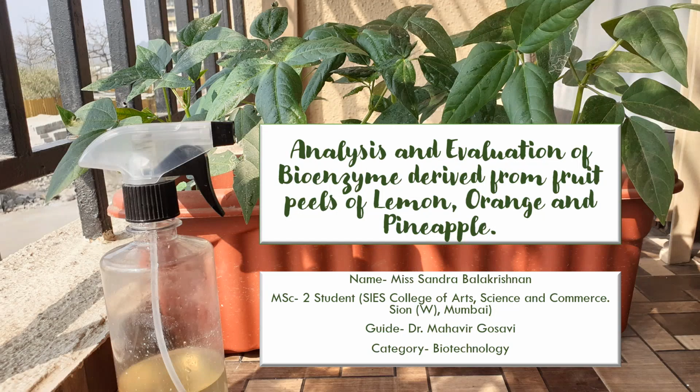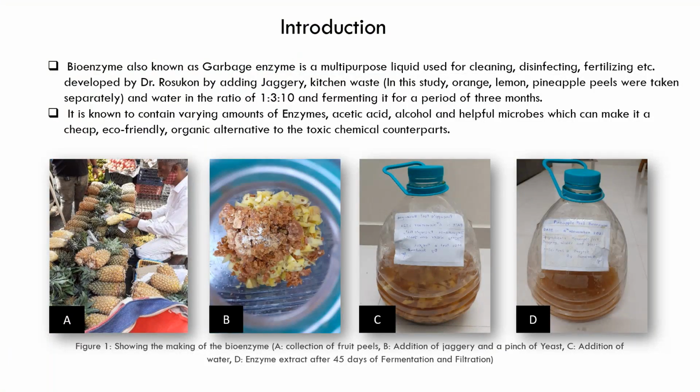I'll be talking about my research project, that is analysis and evaluation of bioenzymes derived from fruit peels of lemon, orange and pineapple. Bioenzyme was first developed by Dr. Rosukon by using jaggery, kitchen waste and water in the ratio 1:3:10 and fermenting it for a period of 3 months. The liquid that was obtained after fermentation and filtration was known to contain enzymes, alcohol, acetic acid, etc., which justified its use as a multi-purpose liquid used in fertilizing, disinfecting, cleaning, etc.